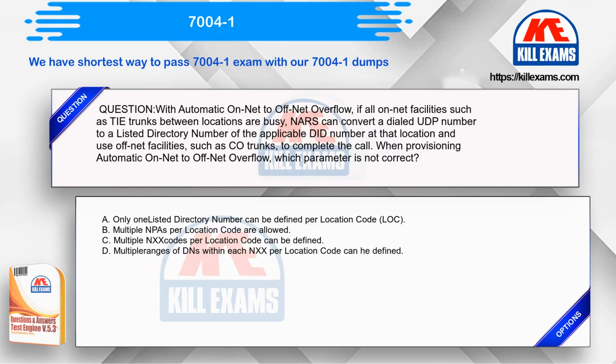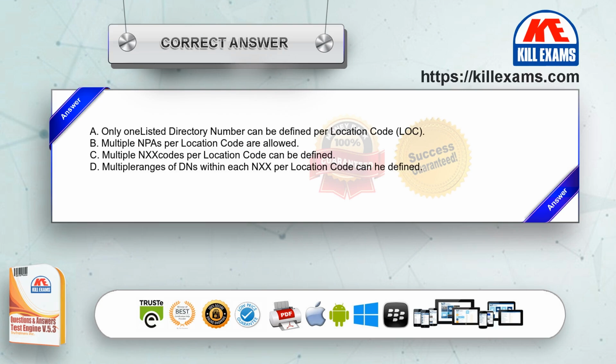Option A. Only one listed directory number can be defined per location code, LOC. Option B. Multiple NPAs per location code are allowed. Option C. Multiple NX codes per location code can be defined. Option D. Multiple ranges of DNs within each NXX per location code can be defined. The correct answer is option D.